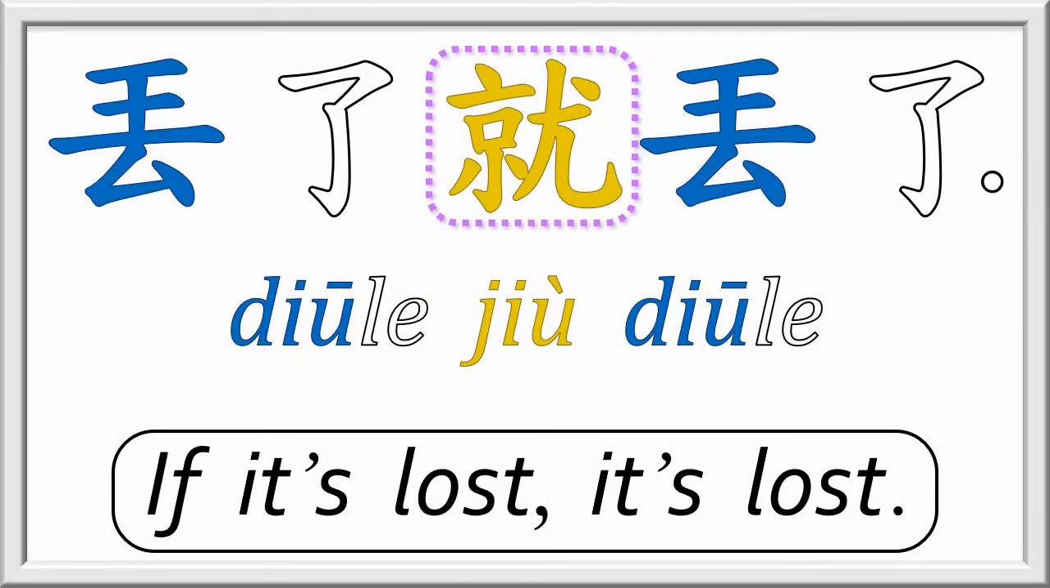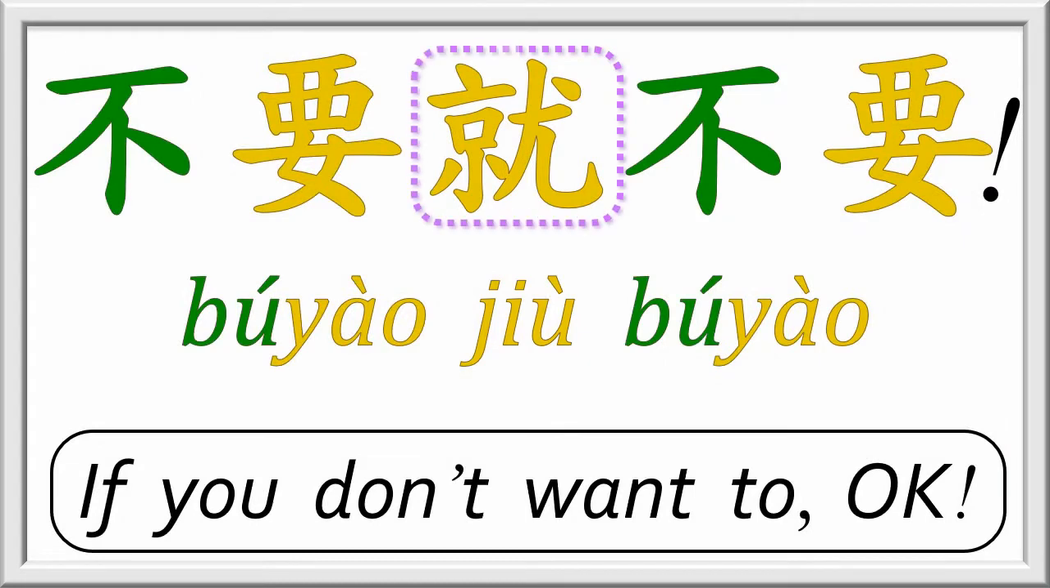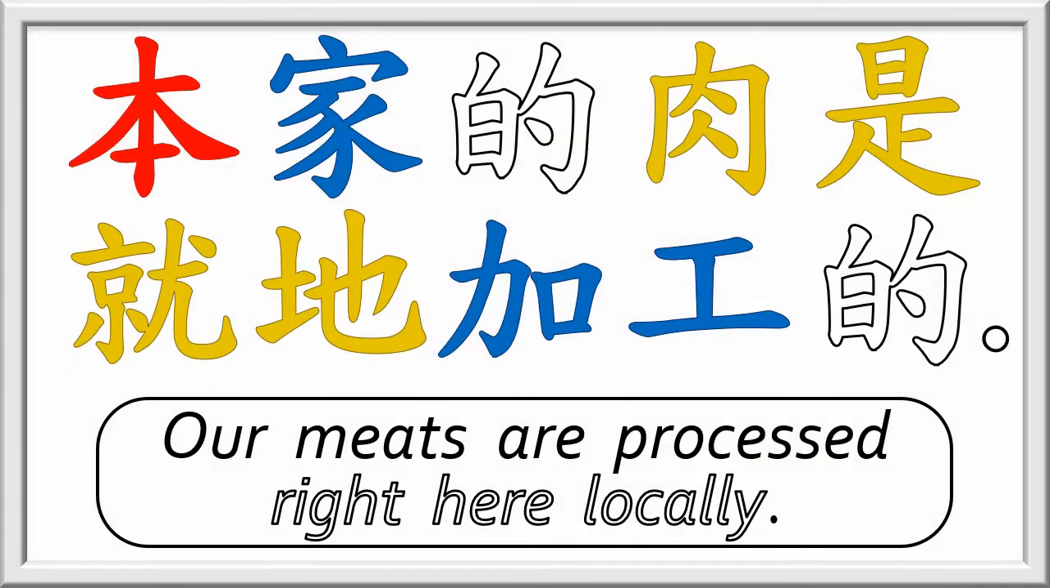丢了就丢了. If it's lost, it's lost. What can you do? 不要就不要. If you don't want to, that's fine with me. What do I care? 就地 means on the spot, at this very location. 本家的肉是就地加工的. Our meats are processed right here locally. 本家 means this company, our firm.